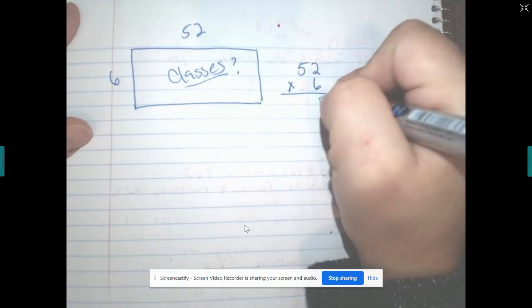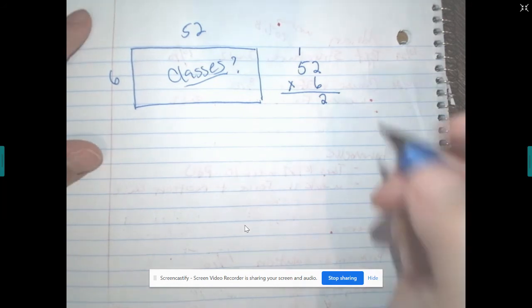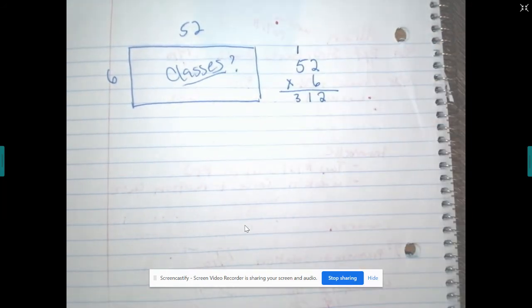6 times 2 is 12. Carry your 1. 6 times 5 is 30, plus 1 is 31. So if he didn't miss any classes, he would have gone to 312 classes all year long. That's a lot of dance classes.